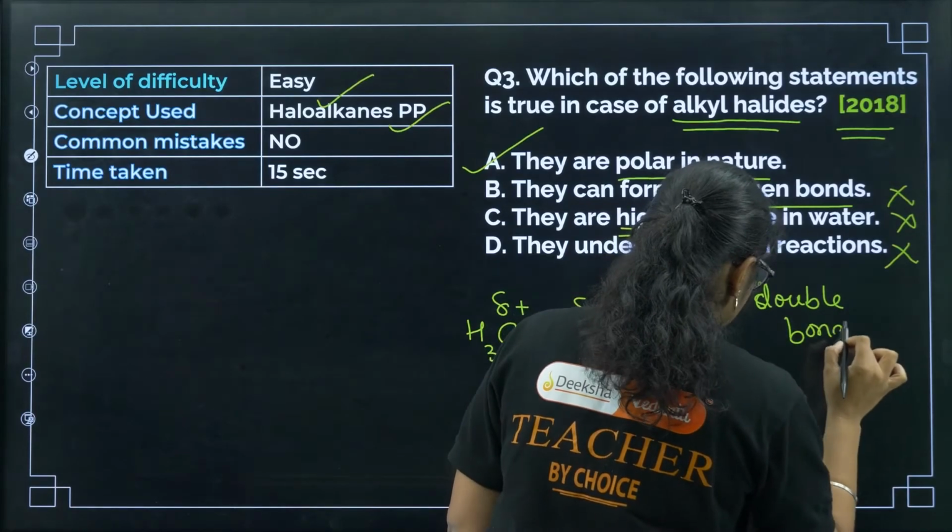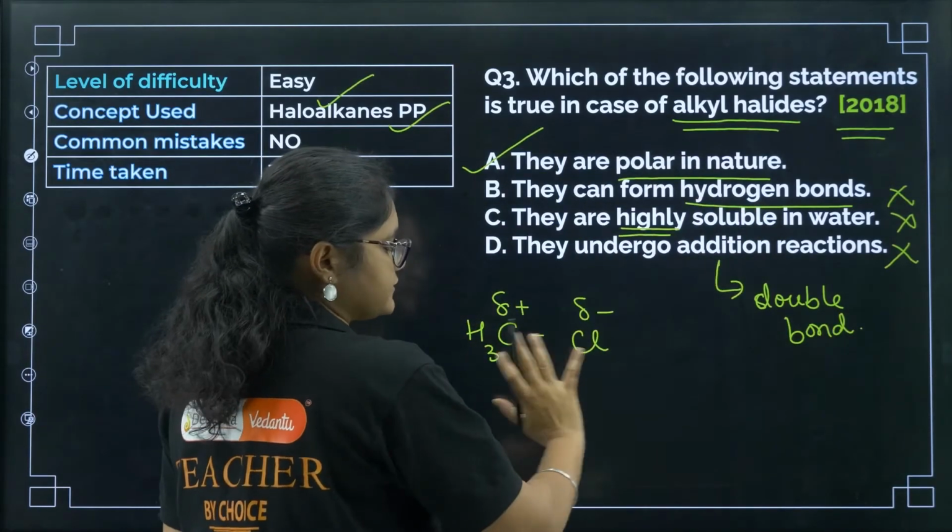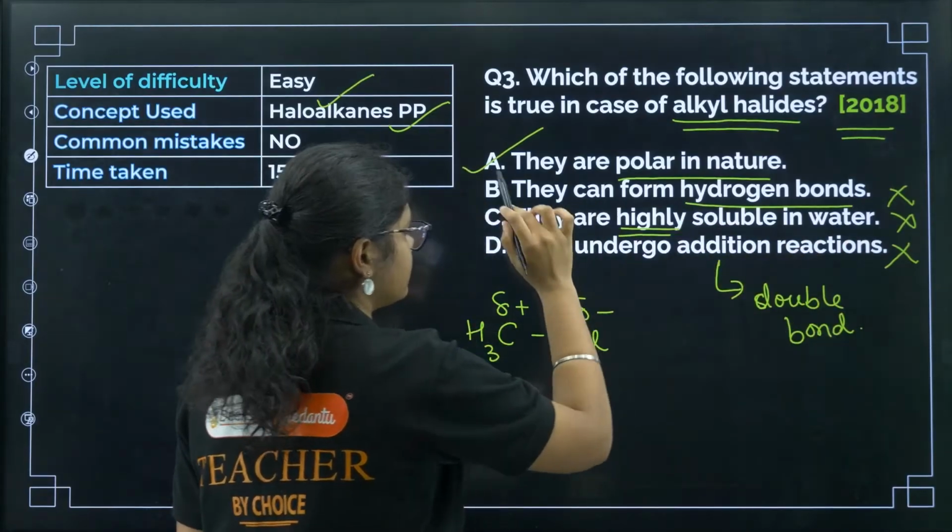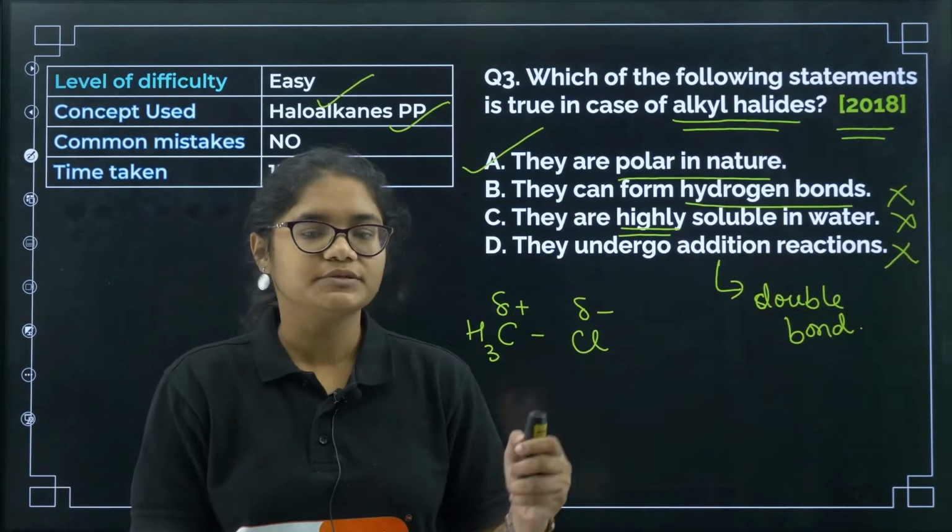Wherever we have double bonds, there we can see addition reaction. Here there is no double bond, no addition reaction. This is also incorrect. So the correct statement is option number A.